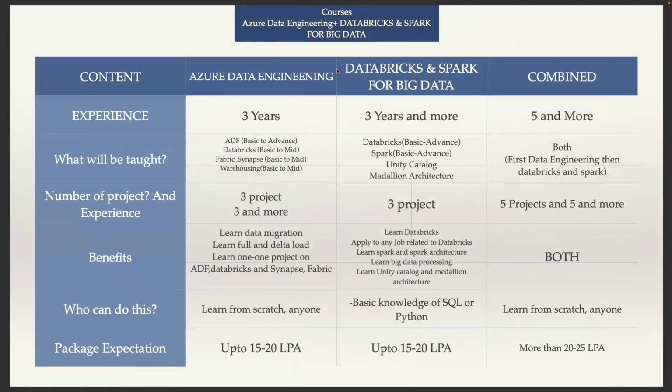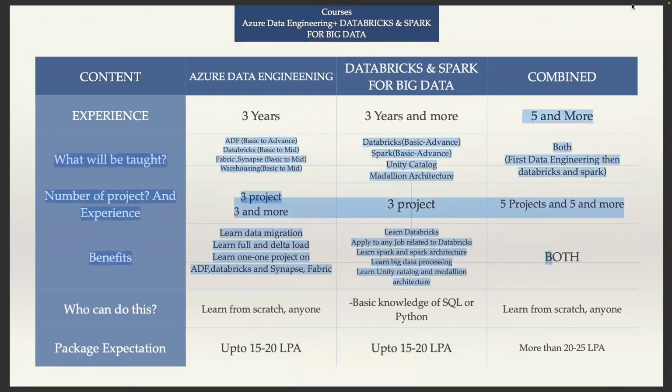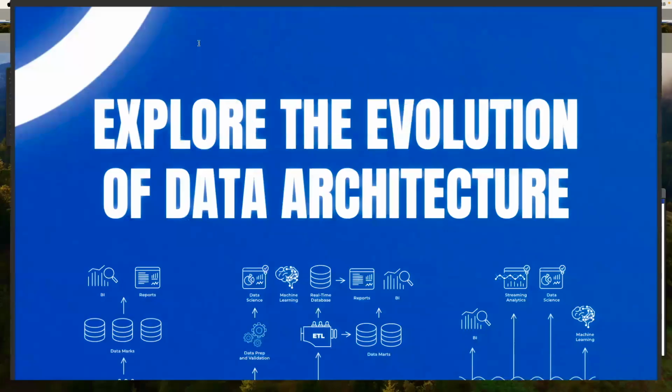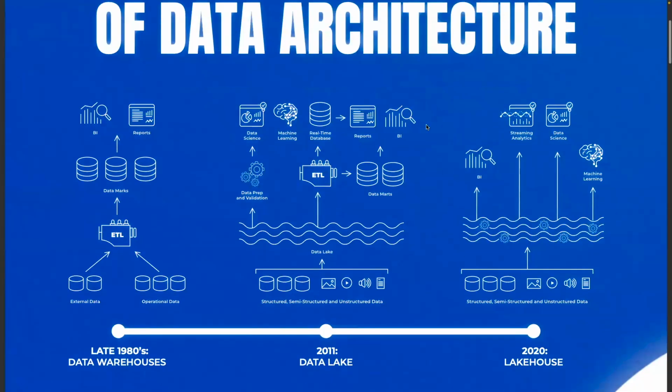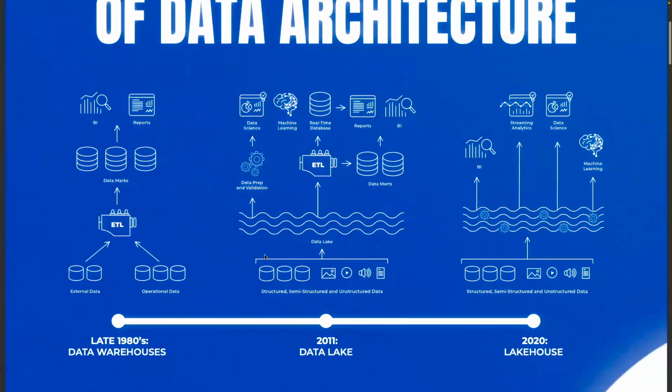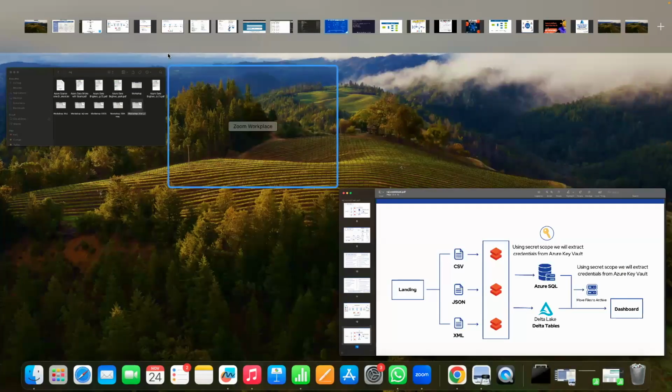So suppose if somebody doesn't know any coding, you should go for the data engineering course. If you know coding, you can go for Spark, either SQL and Python. If you are an experienced guy, you should go with the combined course. And in the combined course, we will see all the architecture evolution, right? So suppose this architecture as well, this architecture as well, and this architecture as well, right? How the architecture evolved, we'll learn that, we'll see all this architecture, okay?